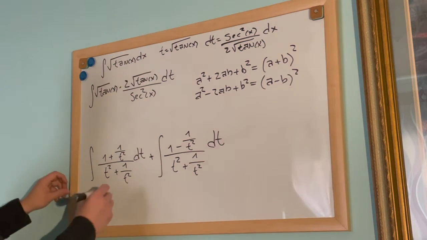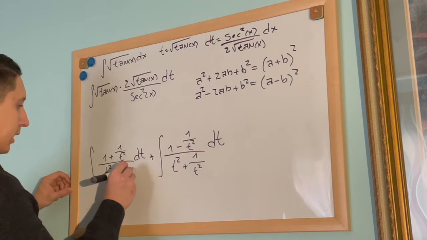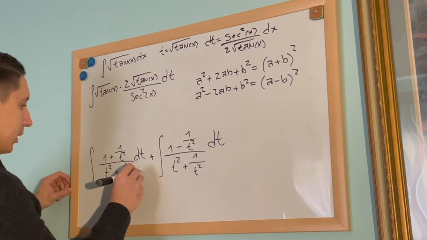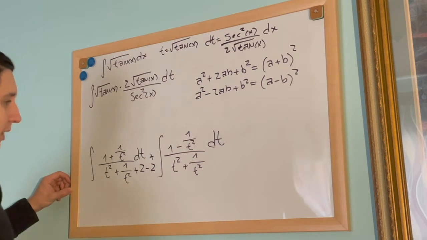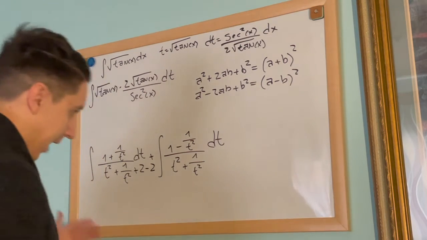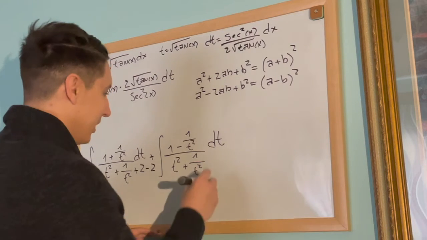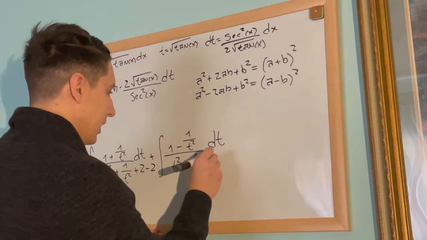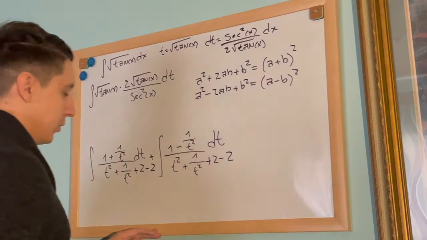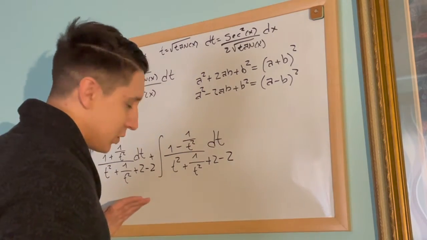So how do we actually add that to be useful? Well, we can basically say that on this side we have plus 2 minus 2, because it has to be 0. You can't just add random stuff to it. Well, you can, but it won't help you. So plus 2 minus 2.